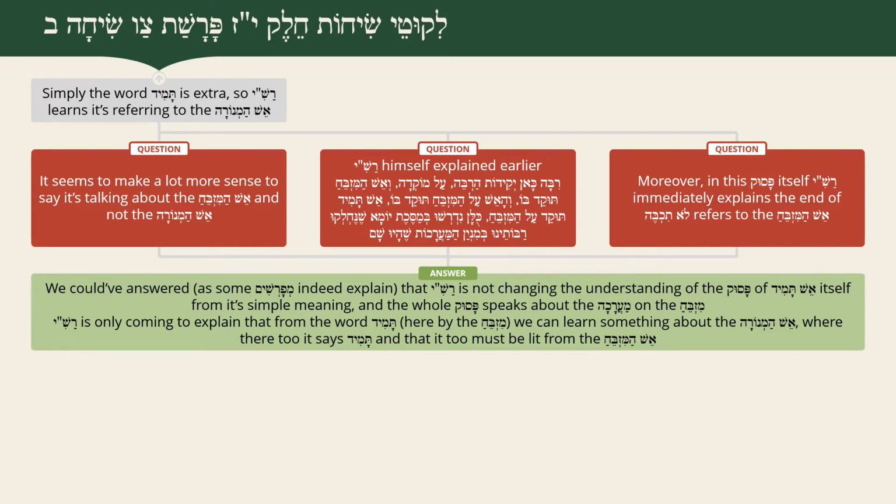Rashi is only coming to explain that from the word Tamid, here by the Mizbeach, we could learn something about the Eish HaMenorah. Rashi is not saying that this pasuk is talking about the Eish HaMenorah. It's talking about the Eish of the Mizbeach. It's talking about the fire of the Mizbeach. It's just that from the word Tamid over here, we could learn something about the Menorah, where there too it says Tamid, and that it too must be lit from the Eish HaMizbeach. So what changed over here is that the pasuk is not talking about the Eish, the fire of the Menorah. It's talking about the Eish, the fire of the Mizbeach. And it's just that we have a limud from this pasuk about the Eish, the fire of the Menorah.